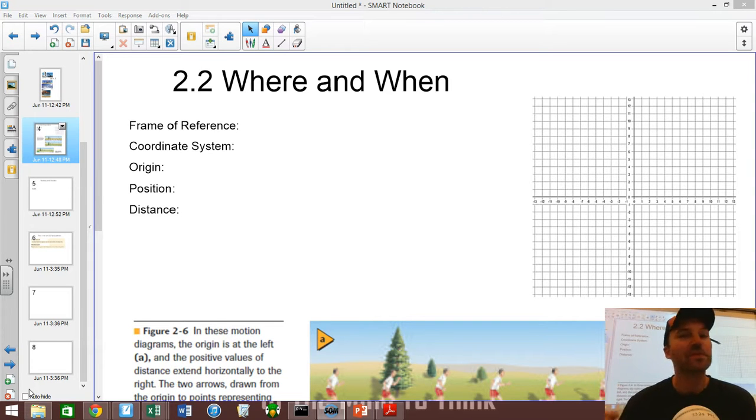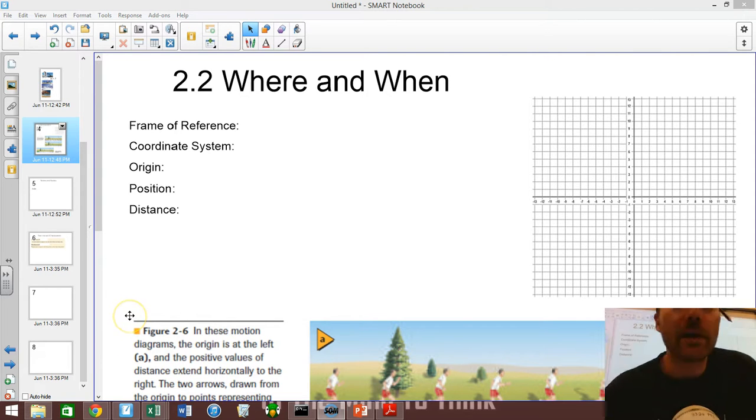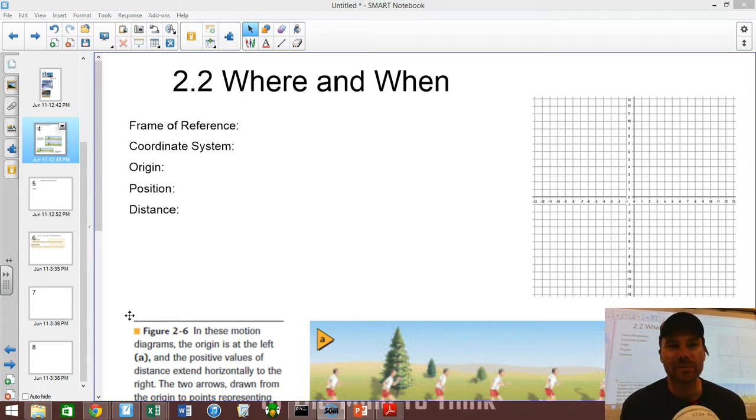Make sure you have a pencil and a piece of paper when you're watching this, or print out the notes. Today's lesson is on where and when. So we're going to be talking about a few key terms here.